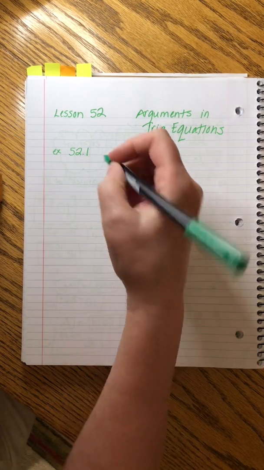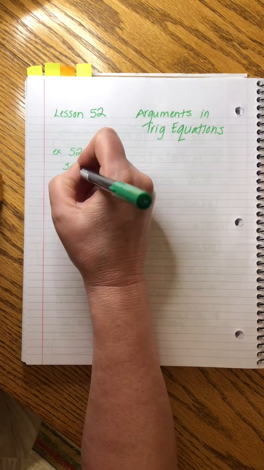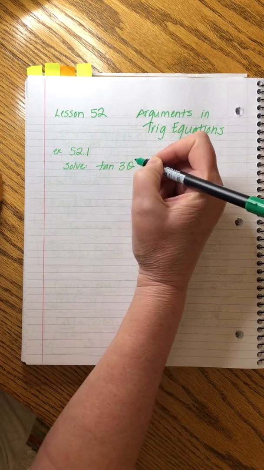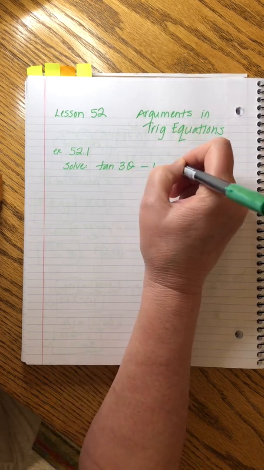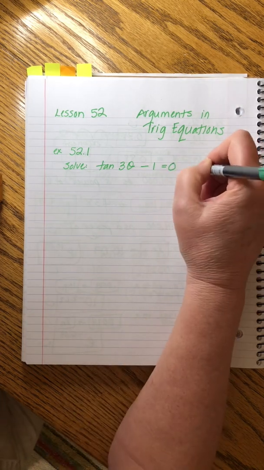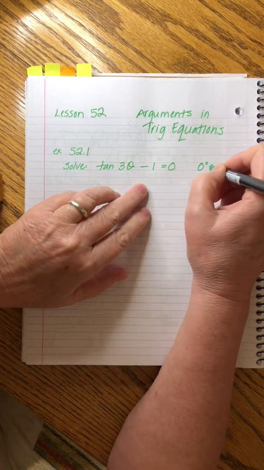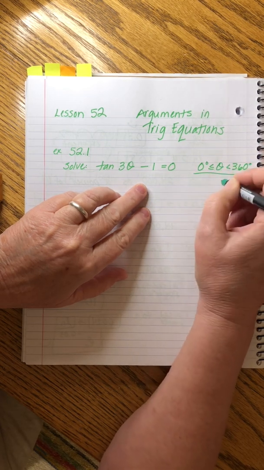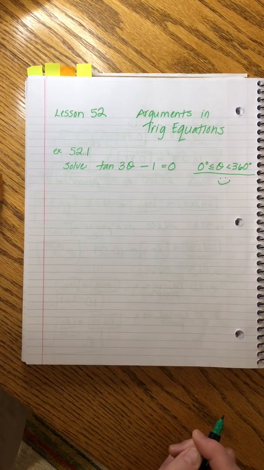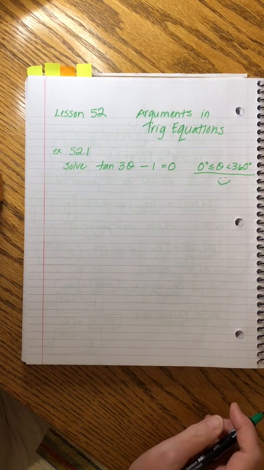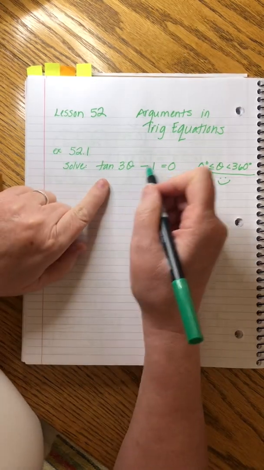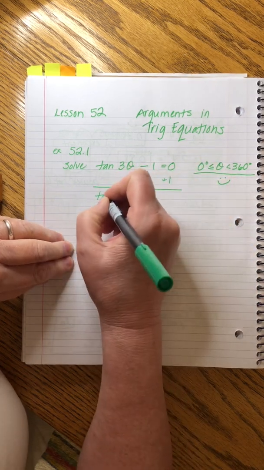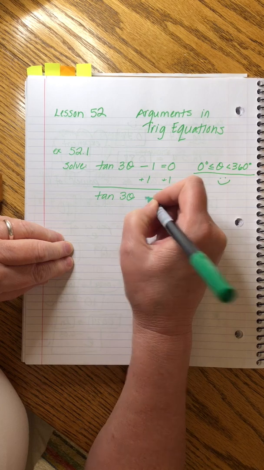All right, solve is our instruction. The tangent of 3 times theta minus 1 equals 0. Here's our limiting explanation. And we look at this and we go, okay, let's add the 1 to both sides, right? We want to use algebra to simplify this. Tangent of 3 theta equals 1.